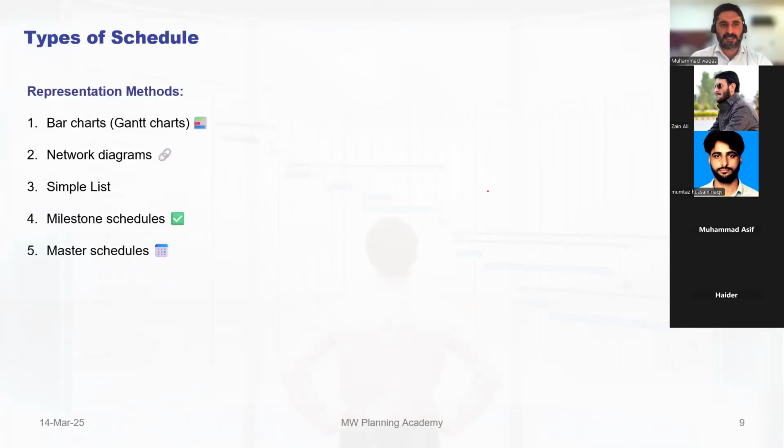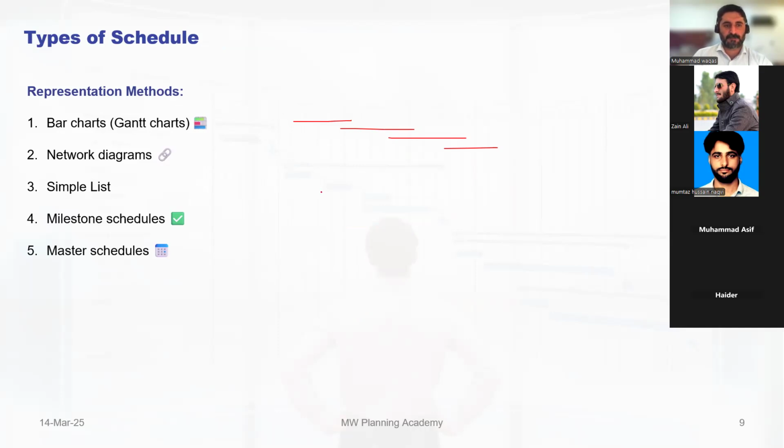Now, as I was saying, we have different types of schedules. When I say different types, we have bar charts. Mainly bar charts are like this, so you can analyze anything. So this was like you wake up, you have your breakfast, you go to the bus station, and then you reach the office. So you can see them in bars. Then we have a network diagram.